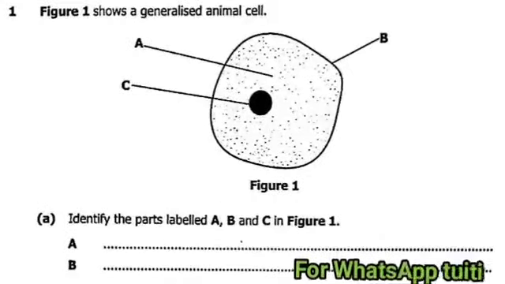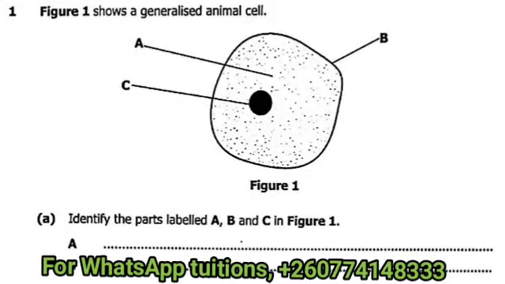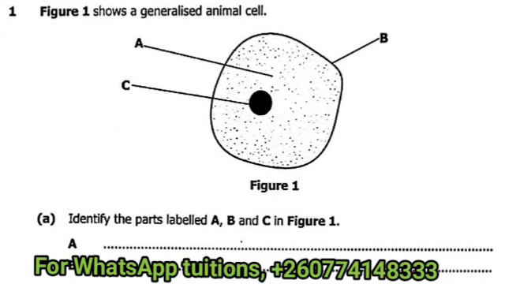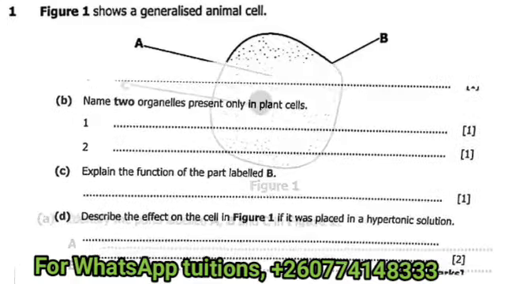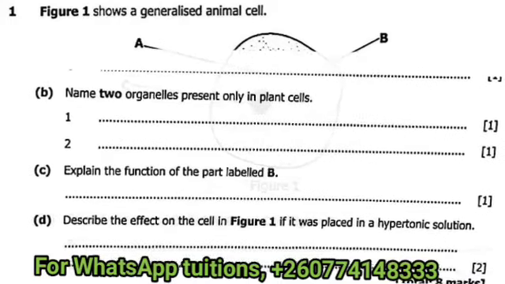So 2024 GCE Biology Paper 2, question 1. Figure 1 shows a generalized animal cell, and we happen to have the labels A, B, C. Question A, they are saying identify the parts labeled A, B, and C. So A is no other than cytoplasm. B, cell membrane. C, nucleus.